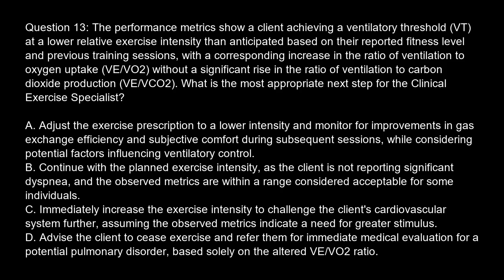Option C. Immediately increase the exercise intensity to challenge the client's cardiovascular system further, assuming the observed metrics indicate a need for greater stimulus. Option D. Advise the client to cease exercise and refer them for immediate medical evaluation for a potential pulmonary disorder, based solely on the altered VE/VO2 ratio.